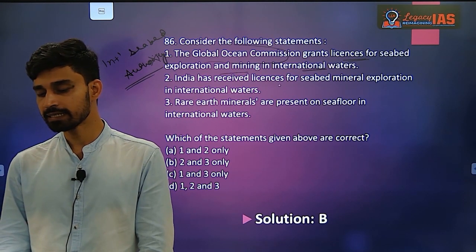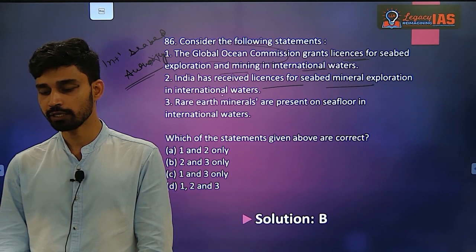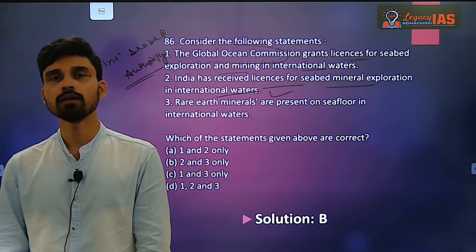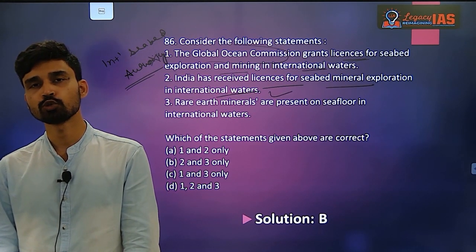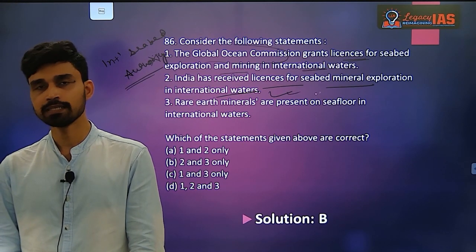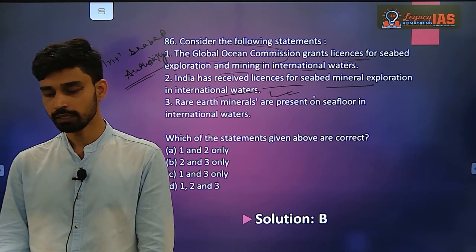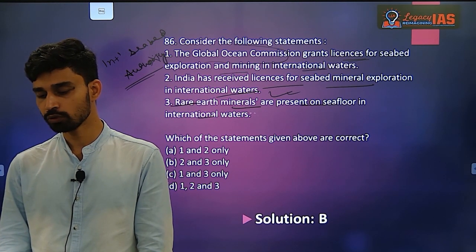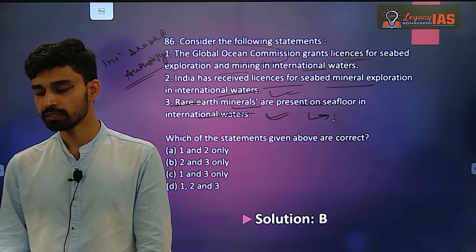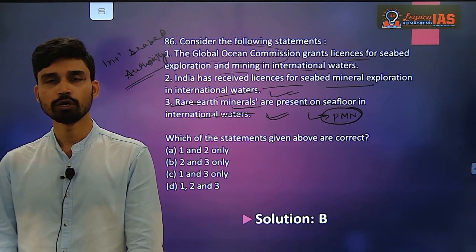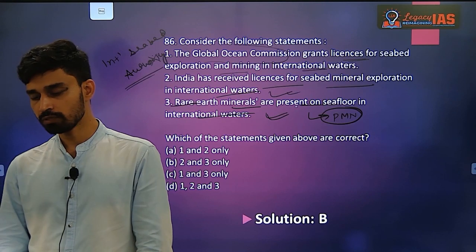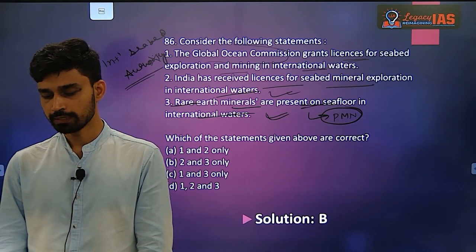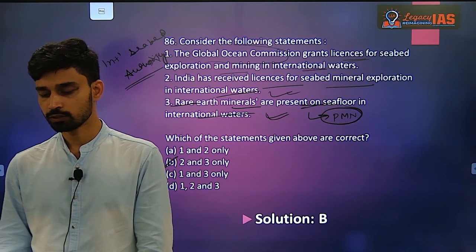Second is, India has received licenses for seabed mineral exploration in international water. This is true. In the central Indian Ocean, somewhere near the shore of Mauritius, India has been given the license to explore polymetallic nodules that are present on the seabed. Third is, rare earth minerals are present on the sea floor. This is also absolutely correct. A lot of minerals, especially polymetallic nodules, contain metals like nickel, molybdenum, magnesium, iron, all of which are present on the sea floor. So, second and third will be the correct option. The solution will be B.